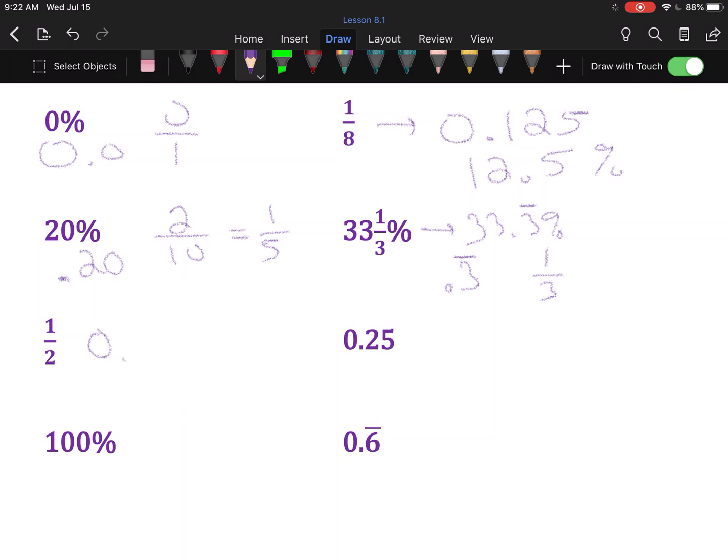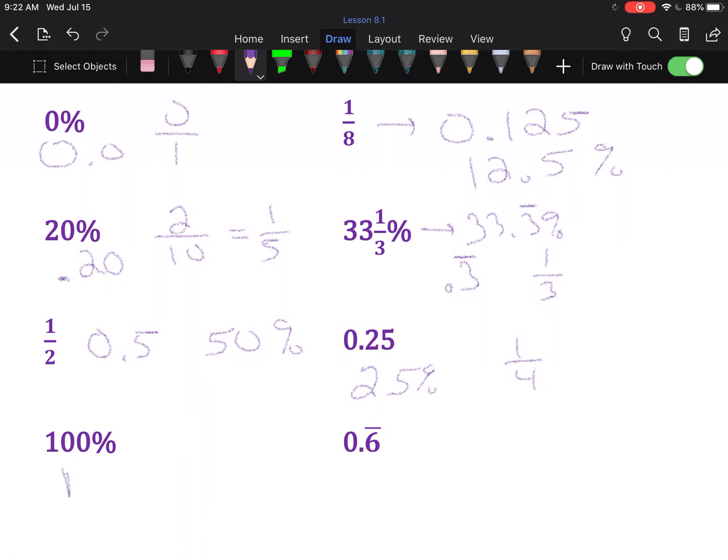1/2, 1 divided by 2 is 0.5. 0.5 to a percentage, we move the decimal point right 2 places, it's 50%. 0.25 is 25%. As a fraction, it's 1/4. That is 25 hundredths, which you can reduce, but I would hope by now you can recognize 0.25 as 1/4.